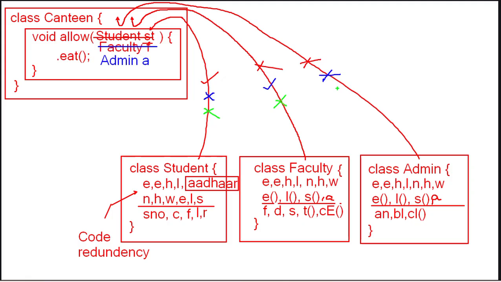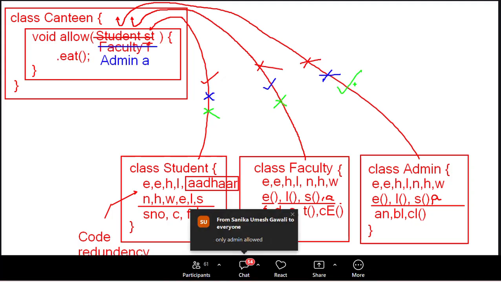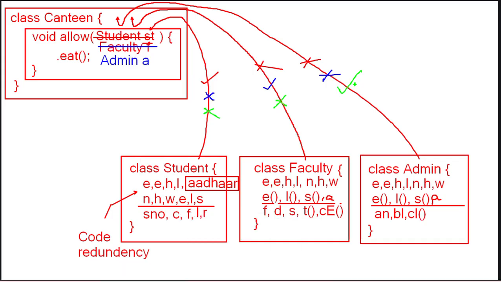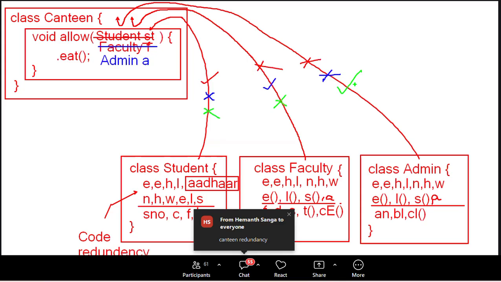Faculty not allowed. Admin only allowed. Now tell me, what is the problem? Can I create multiple canteens for each person available in the college? Can we create a separate canteen? Driver one canteen, peons one canteen, hostel warden one canteen. For each role available in the college, we cannot provide a separate canteen.